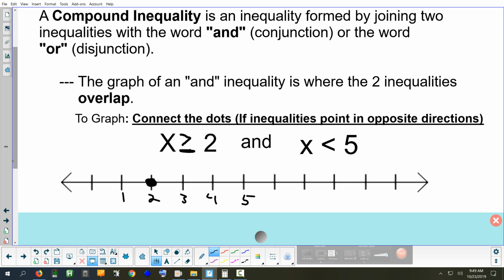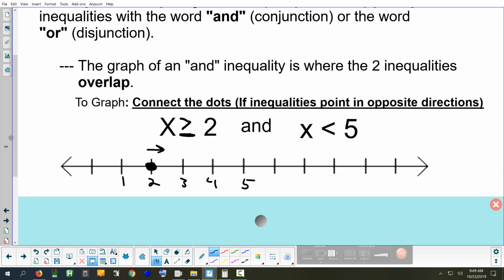And which way would I shade? To the right. All I'm going to do for now is put a little arrow up above, reminding me, okay, shade right. I'm not going to do it yet. You'll see why. I'm going to do the shading in a second. Now, look at x is less than 5. So this is an and. So what kind of circle would I need on 5? An open circle. And which way would I shade there? To the left.